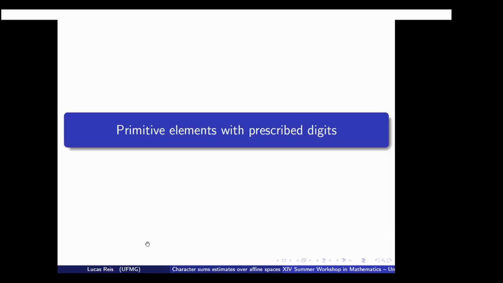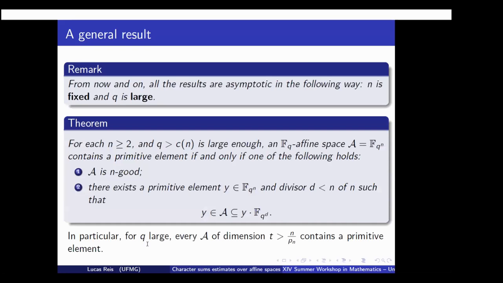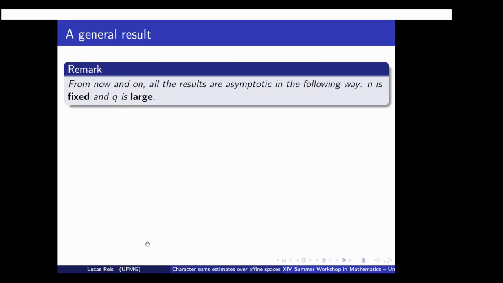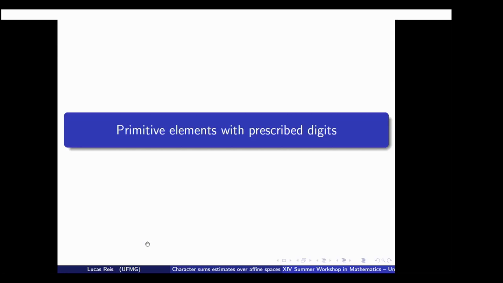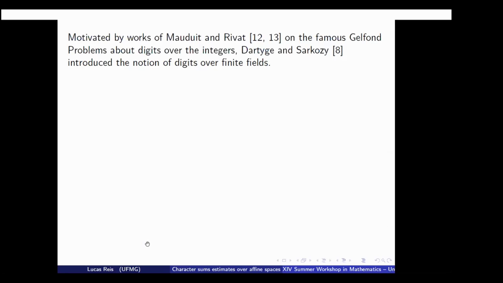And so this is actually the main motivation for why I studied these bounds on affine spaces. I was just reading some papers on primitive elements with prescribed traces. And so this is essentially this thing, digits of finite fields, which is just motivated by the case of integers. This is a very famous and serious number theory work, right? We have here probably the two main works on digits of integers, right?